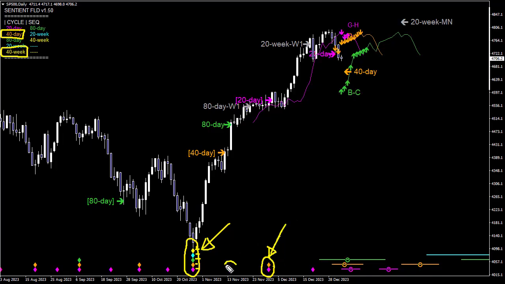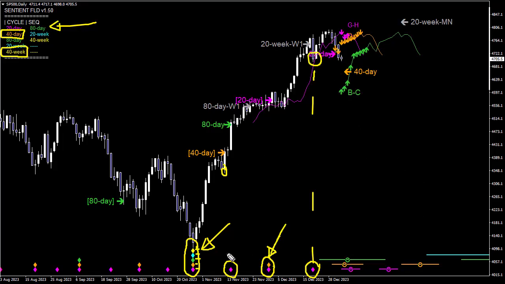These small little single diamonds are, of course, our signal cycle. That is the 20-day cycle, which you can't really see up there anymore. It's at the top of our table. That is the 20-day cycle, and so we know that a 20-day cycle trough occurred over here in about the middle of November, and another 20-day cycle trough occurred over here, which was just after the middle of December.